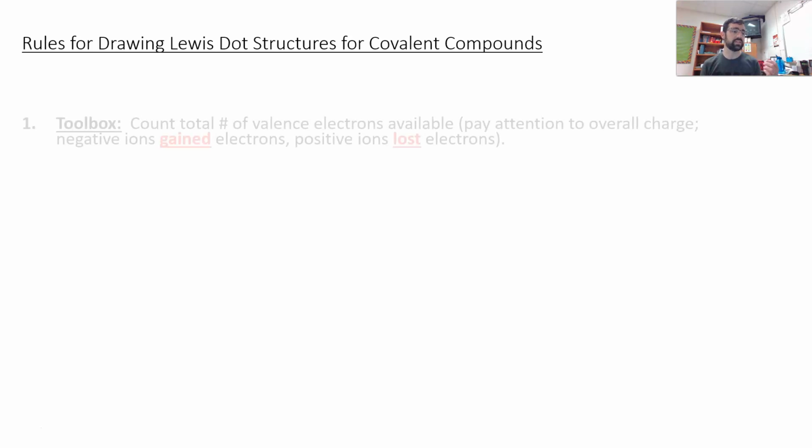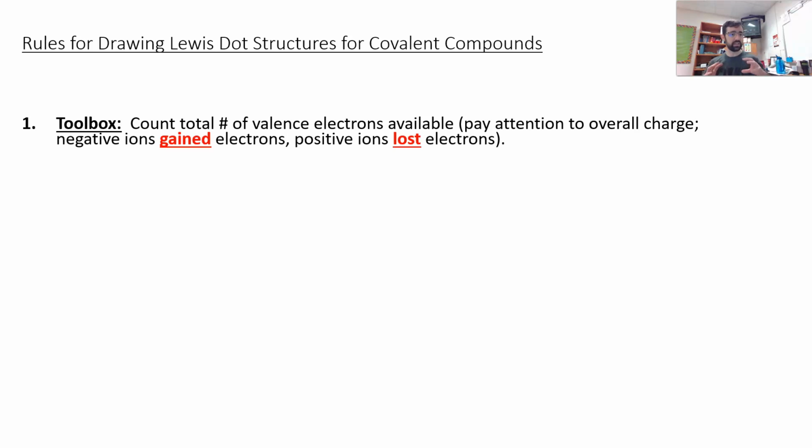The first rule is toolbox. That's just getting your tools together, figuring out what you have available to work with. Okay, this is where you count the total number of valence electrons available for you to work with. Pay attention to the overall charge, because negative ions gained electrons. That means they'll have extra electrons. If you have a positive ion, if it's a positive polyatomic ion, it has lost electrons, so you'll have fewer valence electrons than expected.